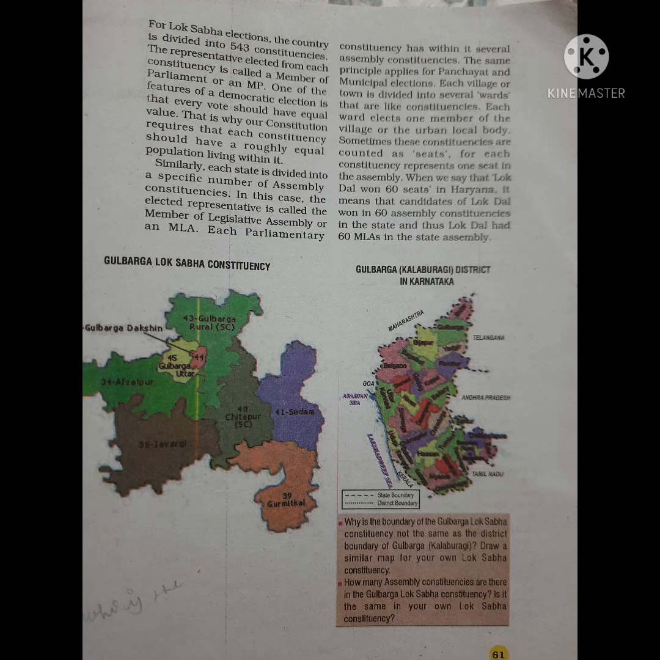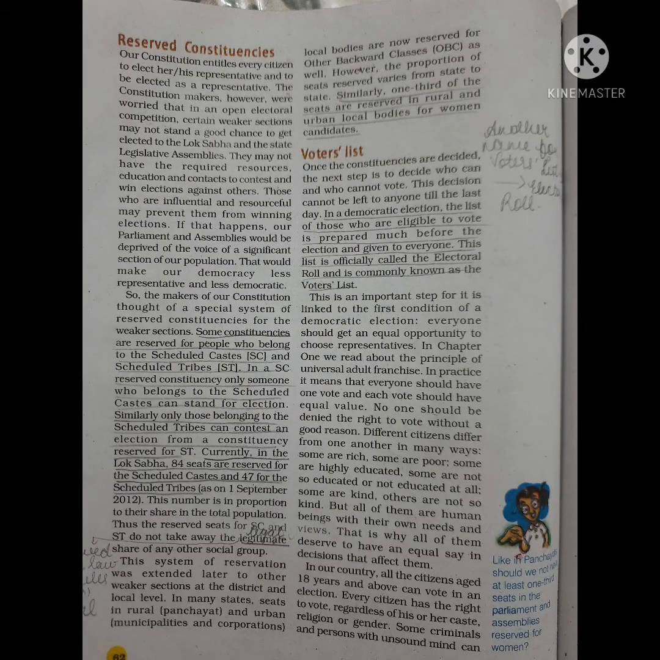Now, after dividing the country into smaller constituencies, a certain number of constituencies are reserved for SC and ST as per our constitution. This is because our constitution makers were of the opinion that if there is an open electoral competition, what will happen in that case? The weaker section will not get a chance to get elected to the Lok Sabha or to the state legislative assembly because they do not have enough resources, education and contacts, whereas those people who are influential and resourceful may win the election.